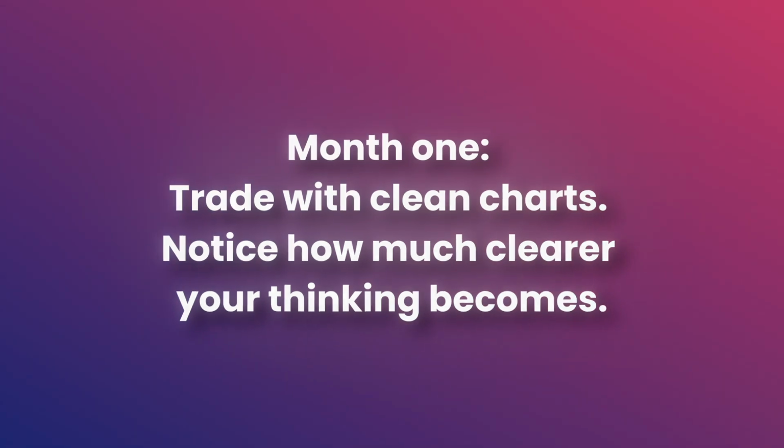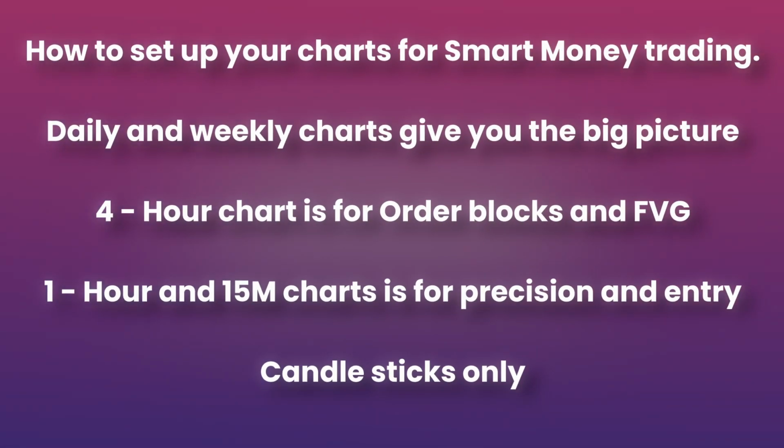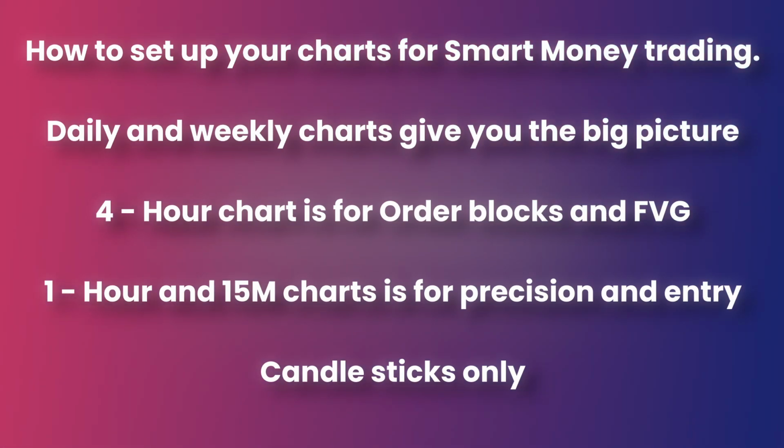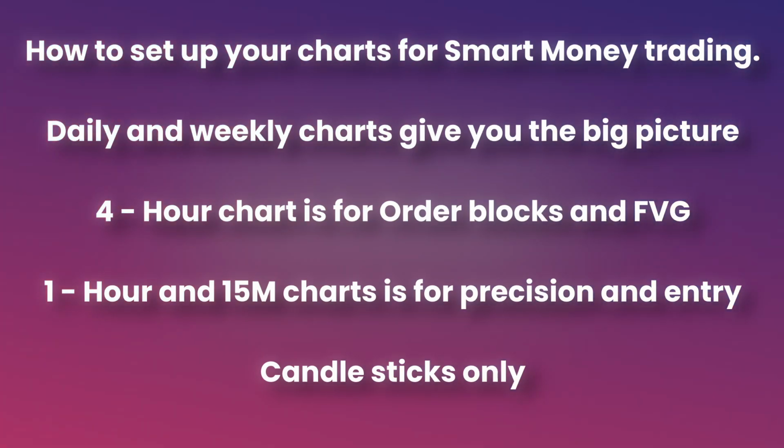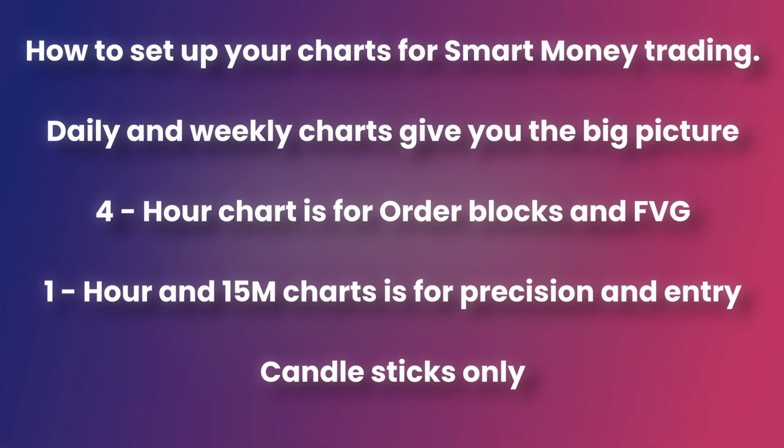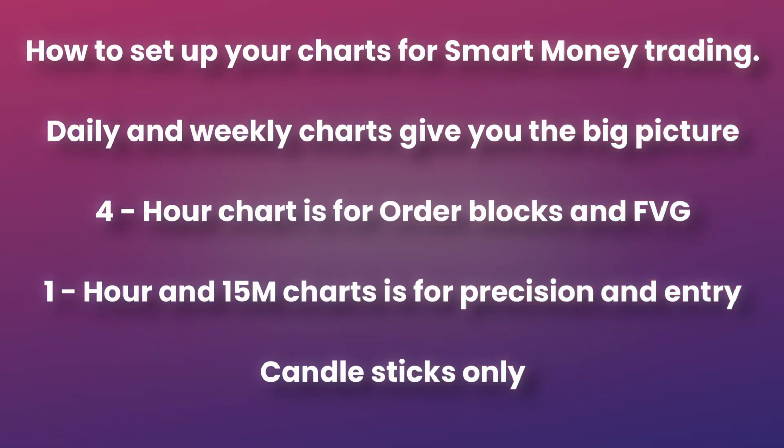Let me show you exactly how to set up your charts for smart money trading. You're going to use multiple time frames, and each one has a specific job. Your daily and weekly charts give you the big picture. What's the overall structure? Is this market bullish or bearish? Where are the major zones? Your 4-hour chart is where you find your key order blocks and fair value gaps, the zones where you'll be looking to enter. Your 1 hour and 15-minute charts give you precision. This is where you confirm entries, watch for liquidity grabs, and time your execution.